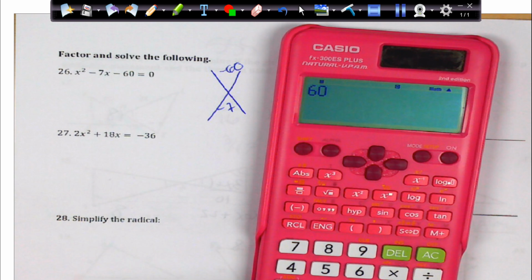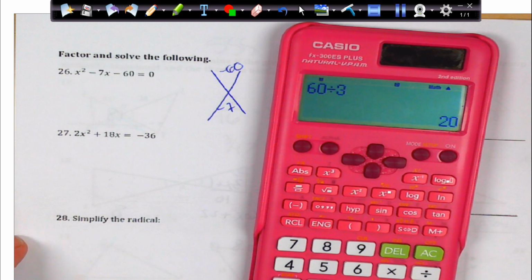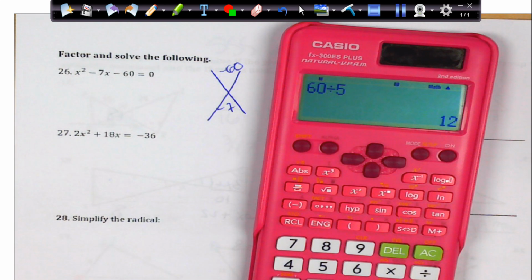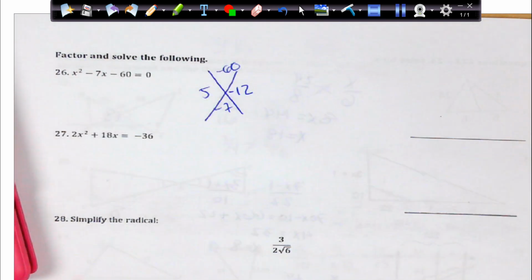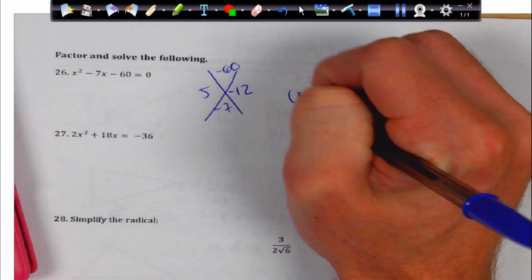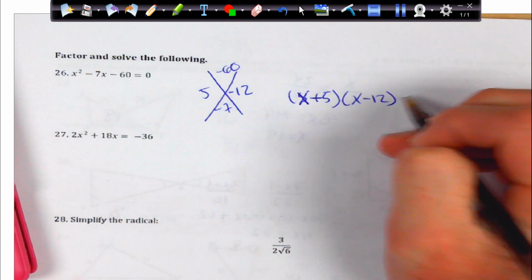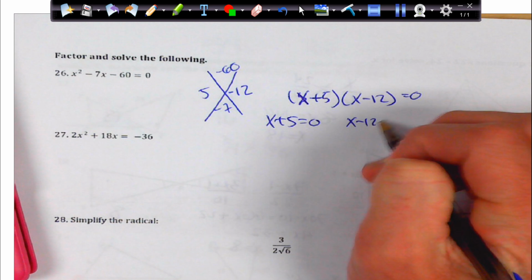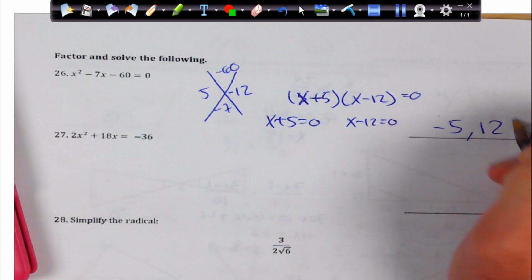Let's try 3. That was not how I meant to do that. 3 and 20. No. Let's try 5 and 12. There we go. That would be it. 5 and 12. And the 12 is going to be negative, so I get negative 7 when I add it. And so we get, x plus 5 and x minus 12 equals 0. Since you're going to set them both equal to 0, you're basically going to get the opposite of what you see on these. So you're going to get negative 5 and positive 12.